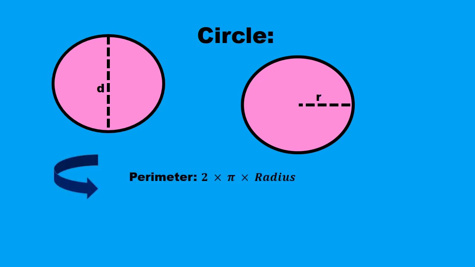The perimeter of a circle, or sorry, I should have put it there, the circumference of the circle is 2 times pi times radius, or squashed together, 2 pi r, 2 pi radius. The perimeter, also referred to as the circumference. And the area is pi times radius squared, pi r squared.